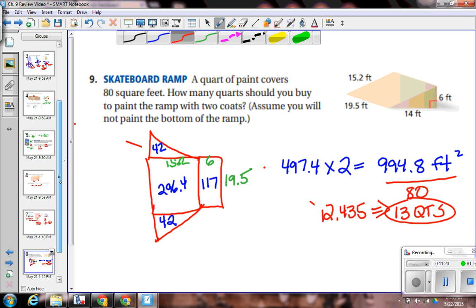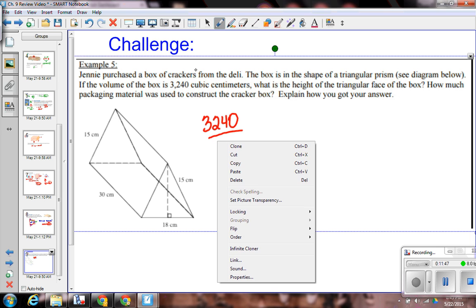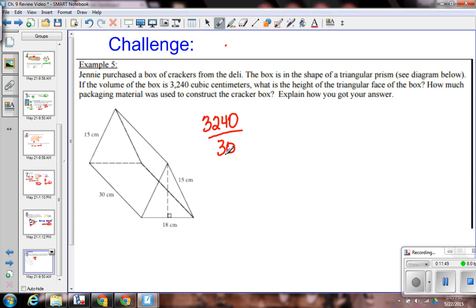All right, we're getting there. One more question. So this one is a little bit of a challenge, but I know you guys can all do this. So we know the volume of the box, and we know that volume is area of the base times the height. So let's take that volume, 3,240, and let's divide it by our height of 30. Okay, so that means the area of our base is 108. Just going to write that.